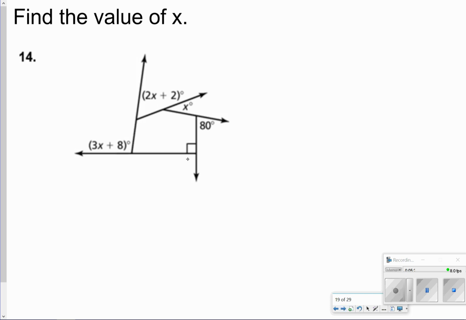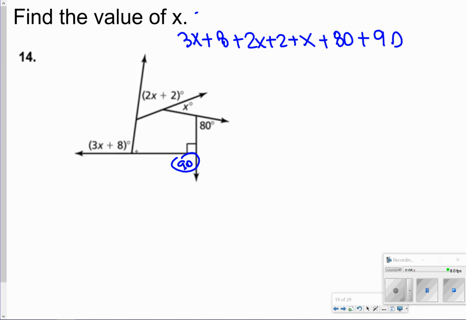I have 90 for this one, 3x plus 8, 2x plus 2, x, and 80. So I'm going to add all these together. 3x plus 8 plus 2x plus 2 plus x plus 80 plus 90. Okay, so that's 1, 2, 3, 4, 5 angles, and that's all equal to 360.